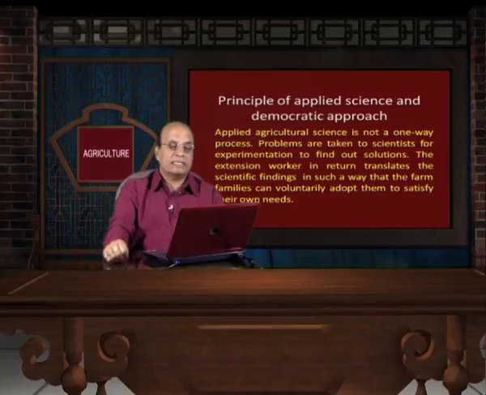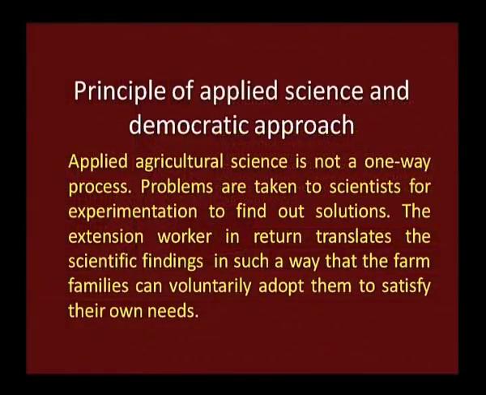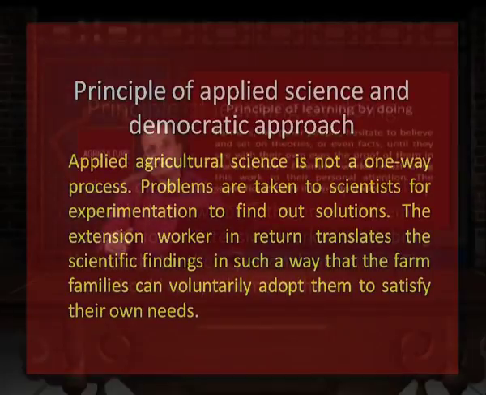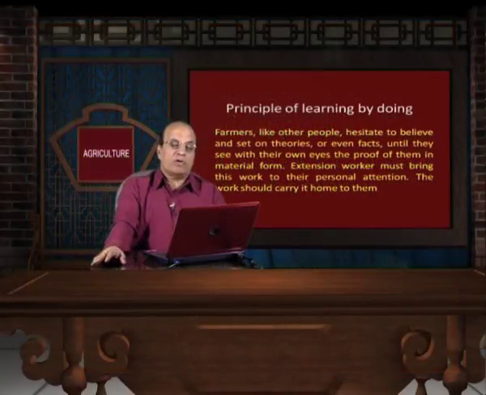Principle of applied science and democratic approach. Applied agricultural science is not a one-way process. Problems are taken to the scientist for experimentation to find out solutions. The extension worker in return translates the scientific findings in such a way that the farm family can voluntarily adopt them to satisfy their own needs. I already told you applied means animal husbandry, fisheries.